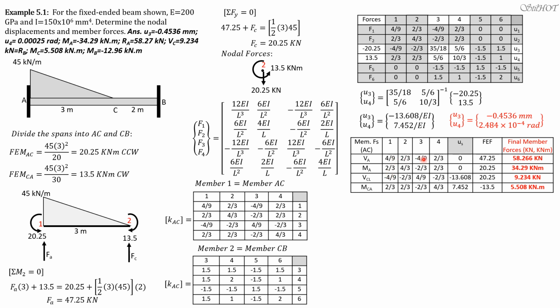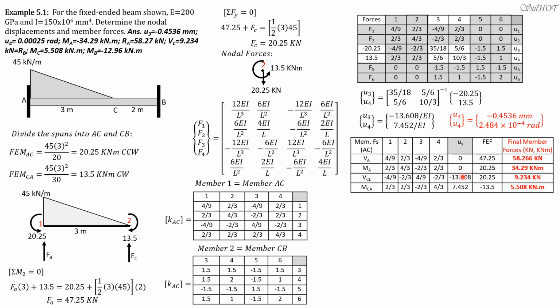Then this 1, 2, 3, 4, 1, 2, 3, 4 are the force coefficients for member AC, or member 1. All you have to do is copy all this and transfer it here. Then the displacement. At 1, there's no displacement. There's no vertical, upward or downward, displacement at A. There's no rotation at A. That's the meaning of this U2 here.